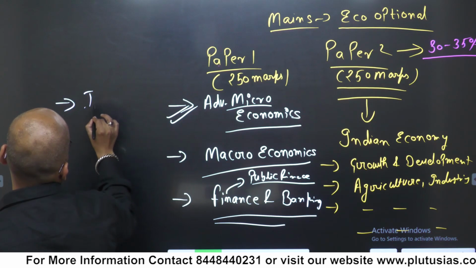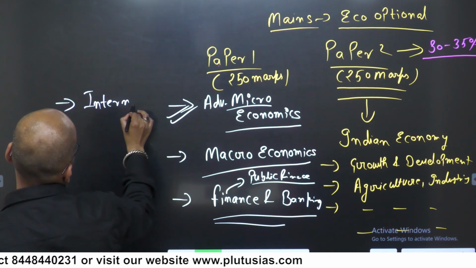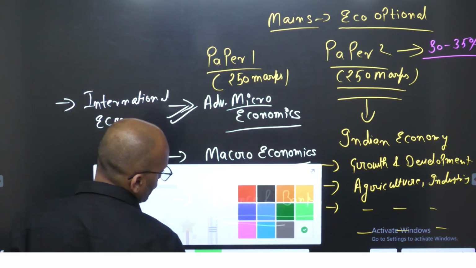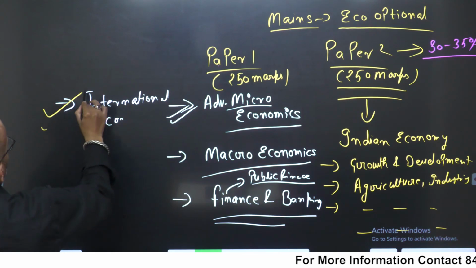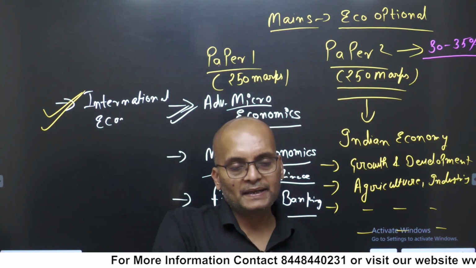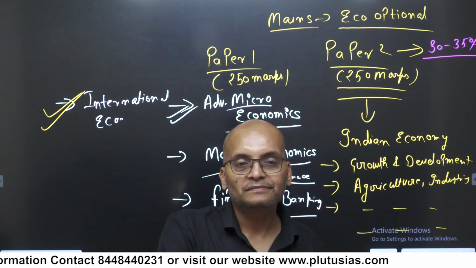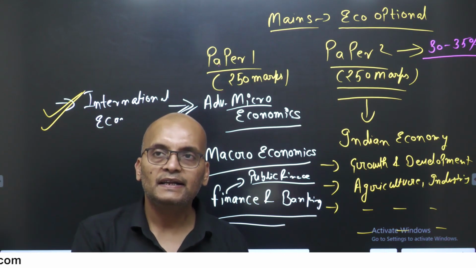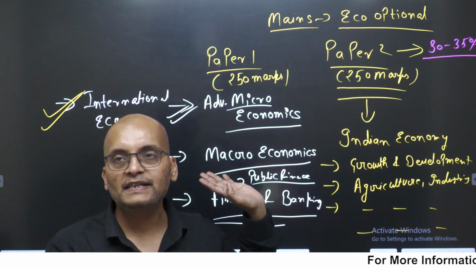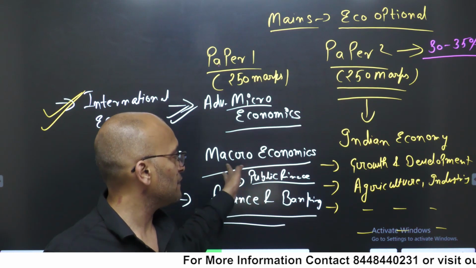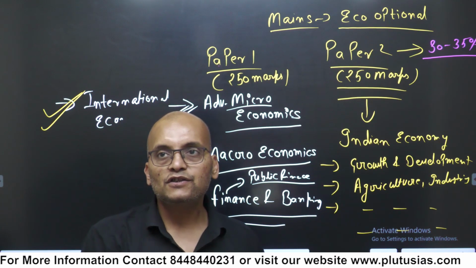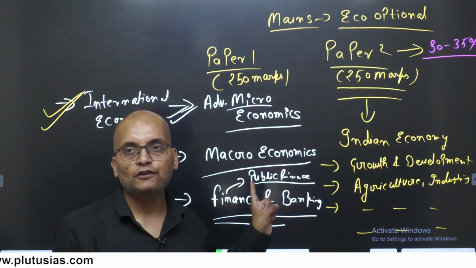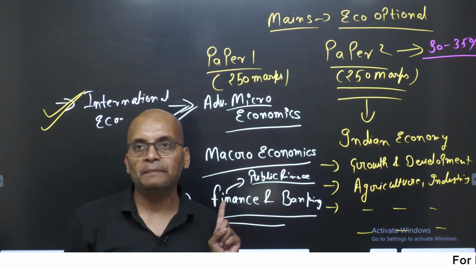Then your international economics. This will be something sort of new for you. 10 to 20% you might be knowing, but still 70 to 80% will be new. Okay. International economics. Okay. So I've just given the brief of it. All these things are there. Taxes and all, everything will come here. So 70% of your preparation time, 70 to 75% of your preparation time will be dedicated to paper 1.